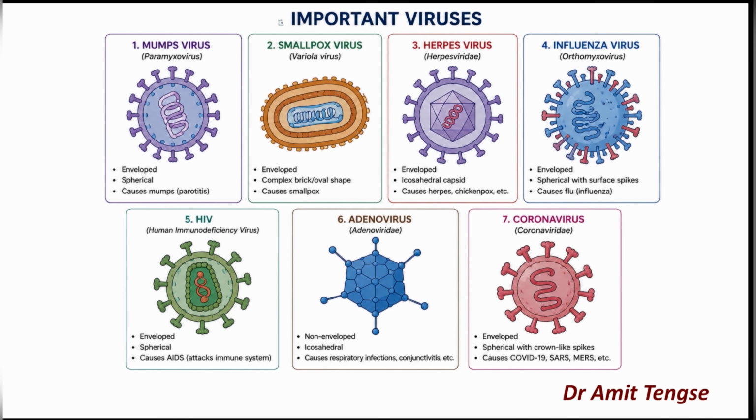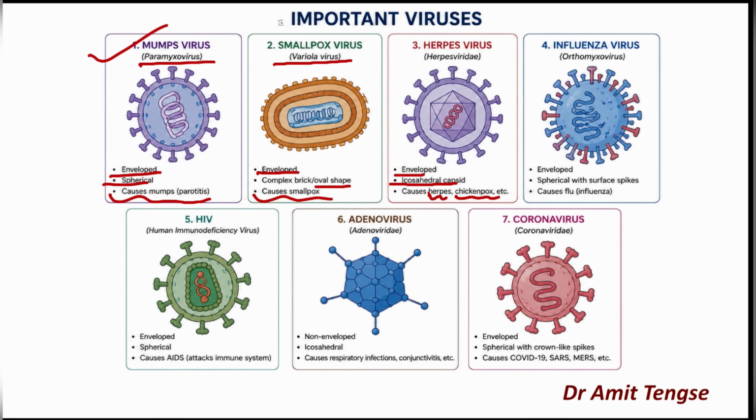Mumps virus, also called paramyxovirus. These are enveloped, spherical and cause mumps, that is parotitis, the swelling of the parotid gland. Then the smallpox virus, also called variola virus. These are again enveloped, complex, brick or oval shaped and cause smallpox. Third is the herpes virus. The family is Herpesviridae. They are enveloped, icosahedral and cause herpes and chickenpox.